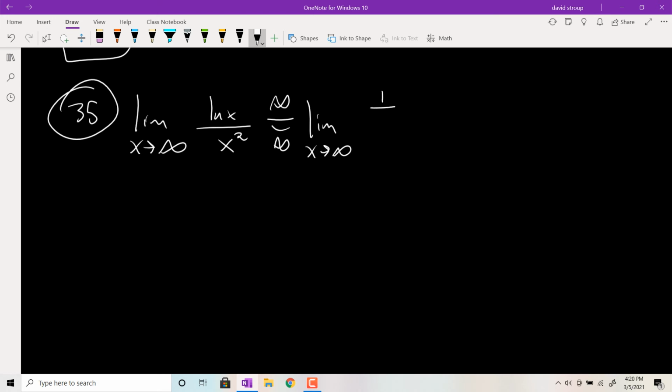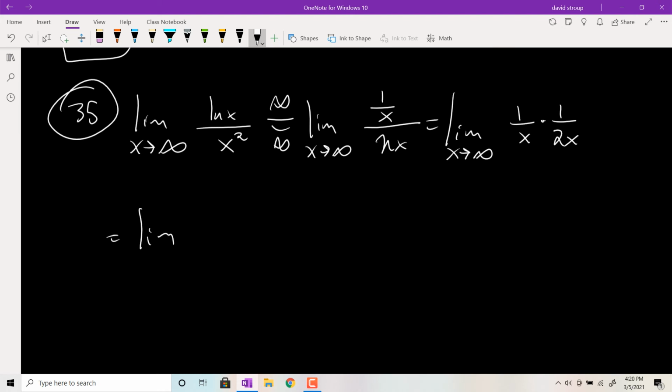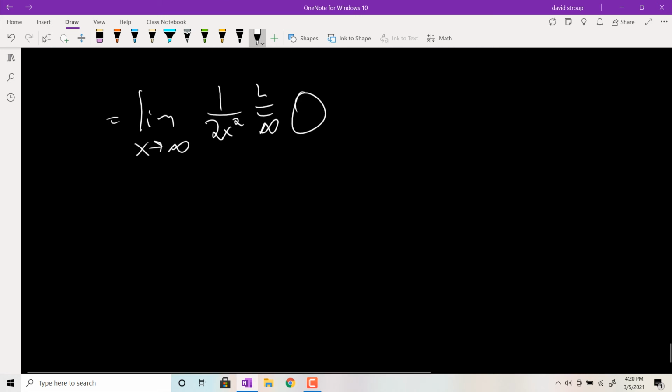Derivative of ln of x is 1 over x. The derivative of x squared is 2x. So you end up with the limit as x goes to infinity of 1 over x divided by 2x, which is the same as multiplying by the reciprocal of 2x, which is 1 over 2x. And then you have the limit as x goes to infinity of 1 over 2x squared. And that's 1 over infinity, which is always 0. Okay. Let's look at another one.